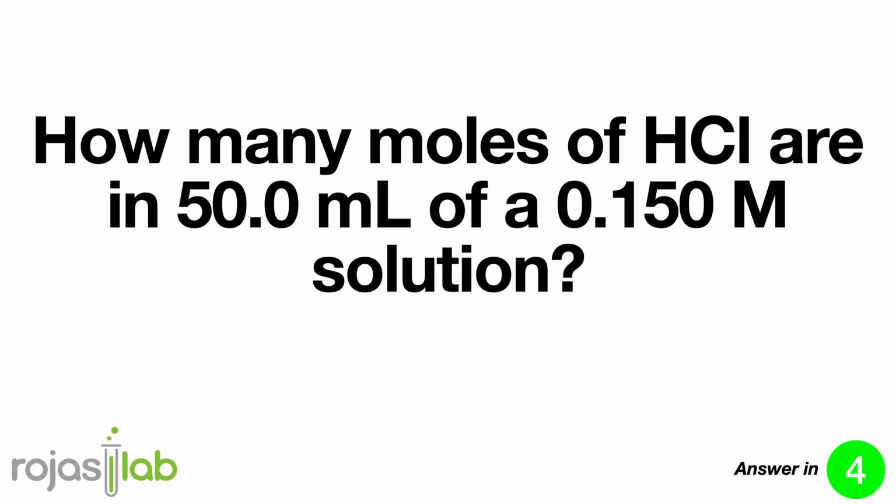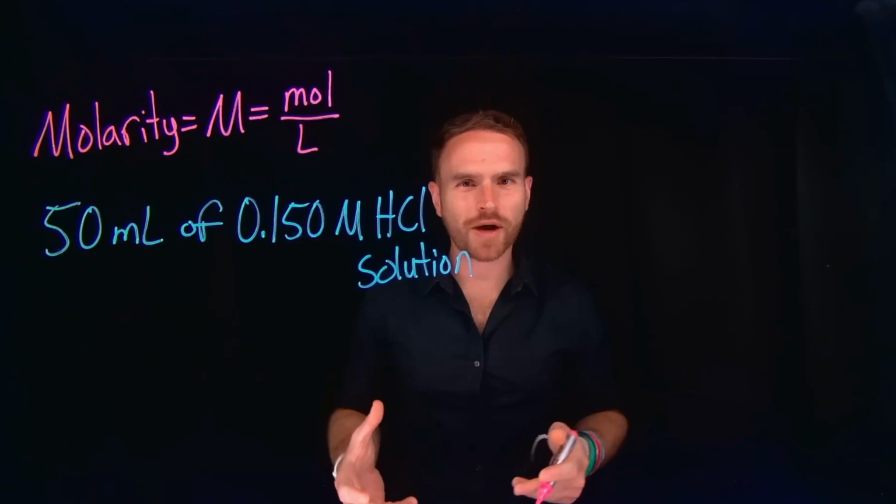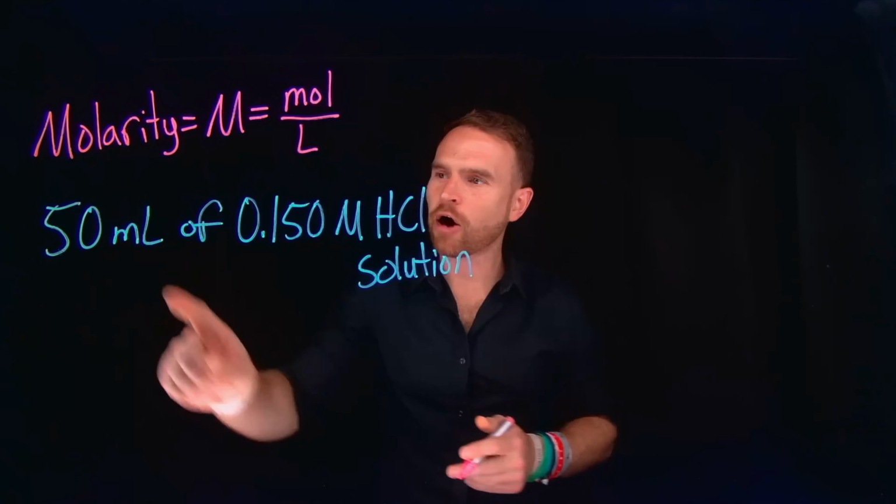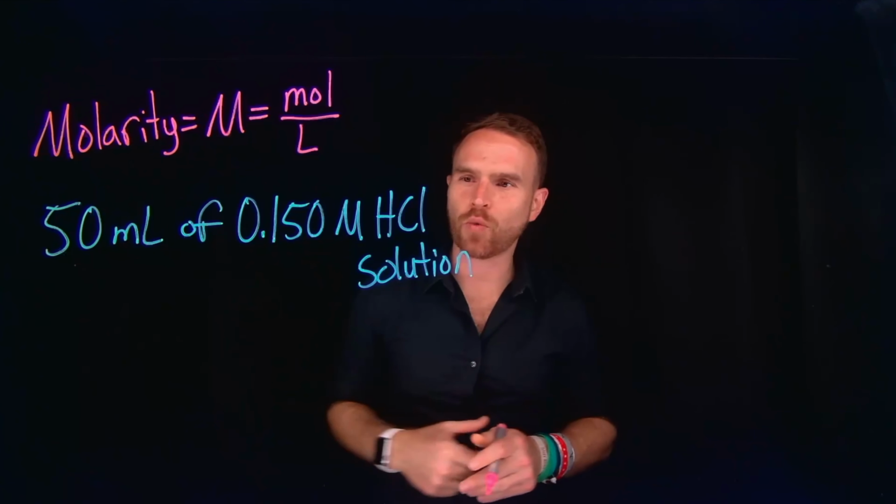Now it's your turn. Pause the video and try this problem independently, and then resume the video to check your answers. In this question, you were tasked to find how many moles of hydrochloric acid, or HCl, are in 50 milliliters of a 0.15 molar solution.